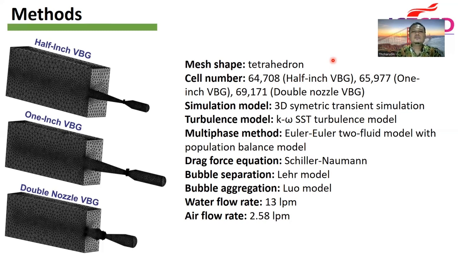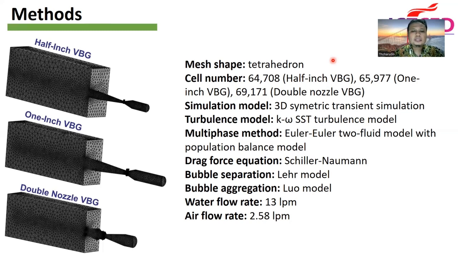For the simulation model, we use a symmetric transient simulation, because with symmetry we only need to create half of the computational domain. For the turbulence model, we use the k-omega SST turbulence model, which is typically used for flow with separation, like in multi-phase processes.